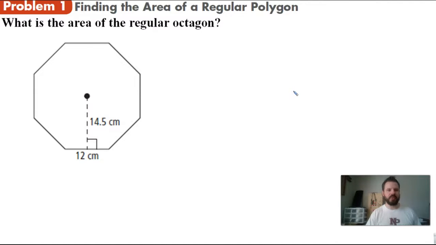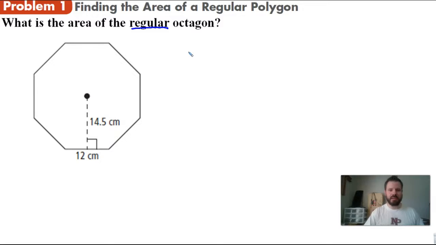Alright, so jumping right in. Problem 1, what's the area of the regular octagon? Reminder, when we say regular polygon, we're just talking about polygons or shapes that are nice looking, I guess we'll say. Regular means all the sides have the same length, and all the angles have the same measure.